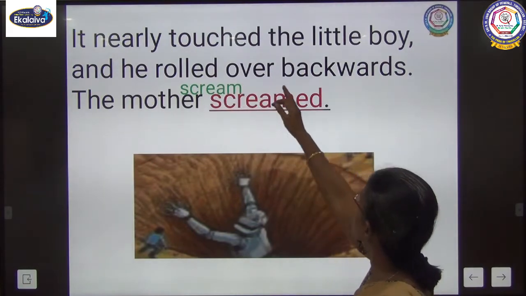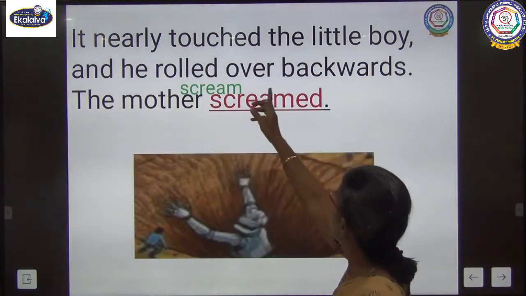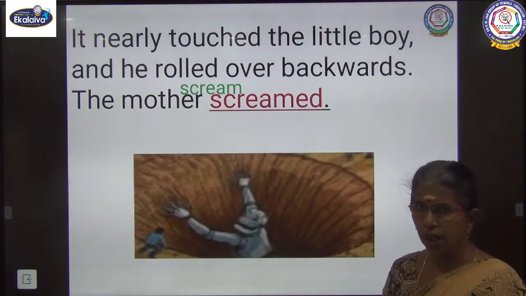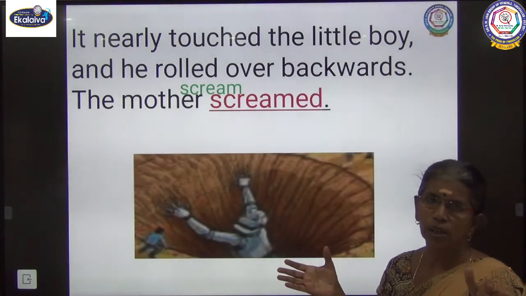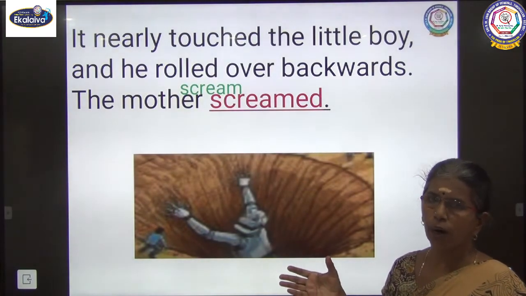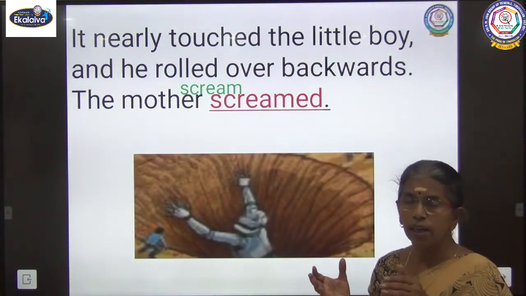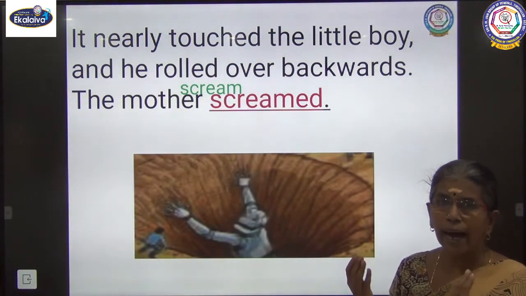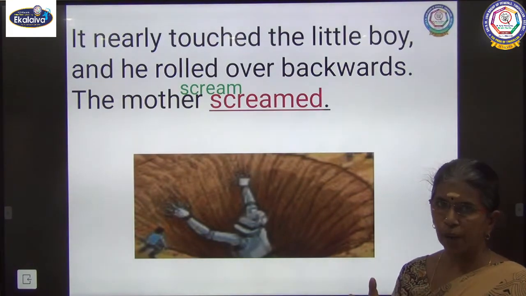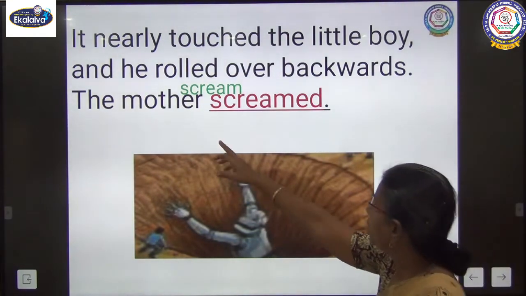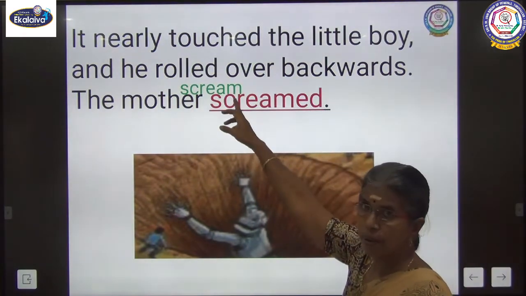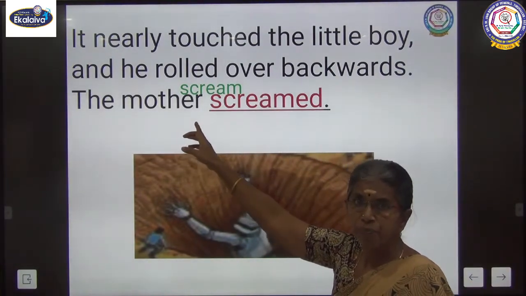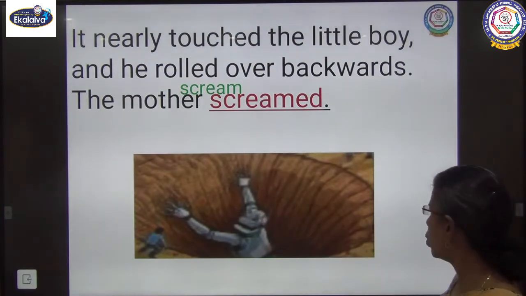It nearly touched the little boy and he rolled over backwards. So, when they were watching, actually the iron hand touched the little boy, but he narrowly escaped and rolled over backwards. So, the little boy narrowly escaped from the iron hand. The mother screamed. So, scream is the present tense, screamed is the past tense. So, the little boy's mother shouted with extreme emotion.